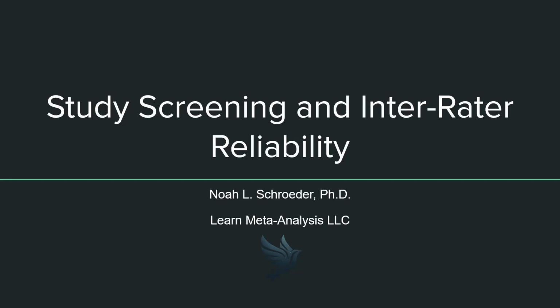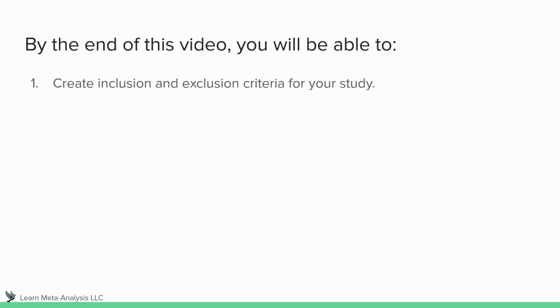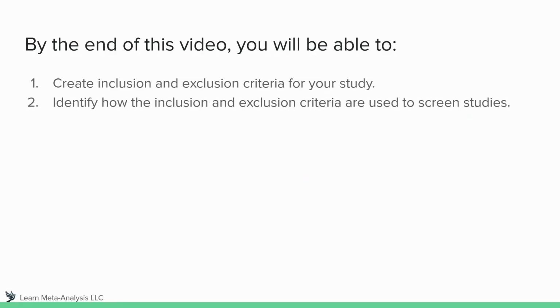In this video, we're going to talk about study screening and inter-rater reliability, two really important but misunderstood concepts in the meta-analysis and systematic review process. By the end of this video, you'll be able to create inclusion and exclusion criteria for your study. You'll be able to identify the inclusion and exclusion criteria and how they are used to screen studies, and we'll be able to track excluded studies so your work aligns with the PRISMA reporting standards.